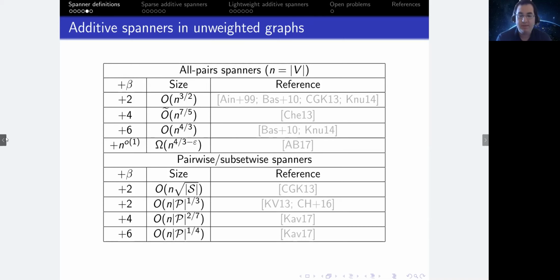The following table contains known results about the upper bounds of the size of different spanners in unweighted graphs. The way to read this chart is that every graph has a plus 2 spanner on roughly n to the 3/2 edges. This is consistent with the idea that if we increase the additive error beta, we expect to get sparser and sparser spanners. Same with the pairwise case, where increasing beta should lead to sparser and sparser spanners asymptotically.